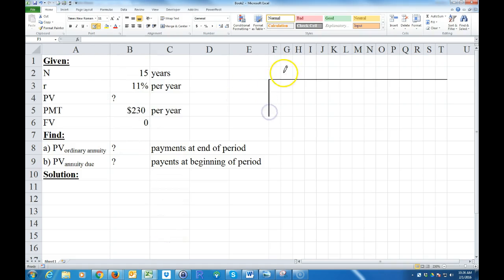So this is what we want to know here. And then we have payments coming here. 1, 2, 3, 4, 5, 6, 7, 8, 9, 10, 11, 12, 13, 14, 15, right? So this is what we got going on. And so this is my present value, right? That's what we want to know. And these are my payments right here.